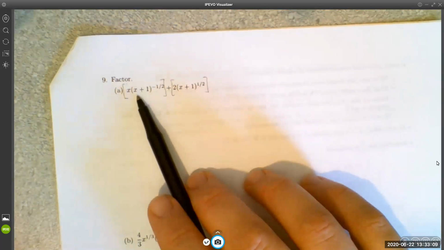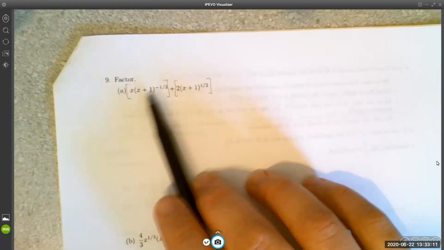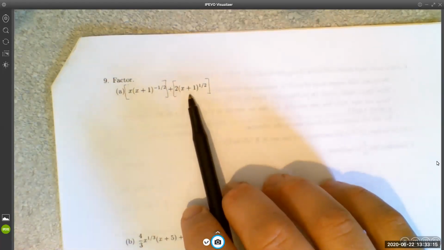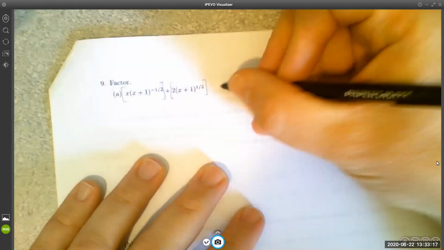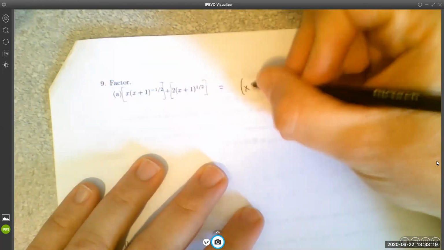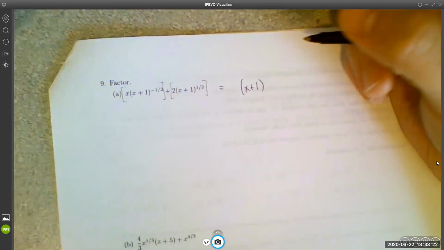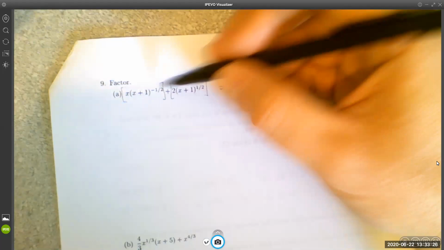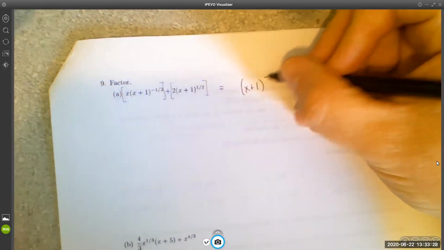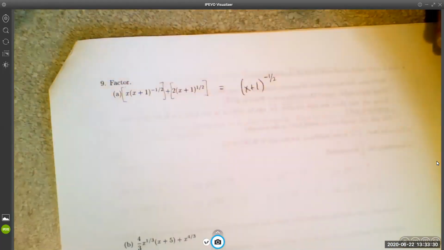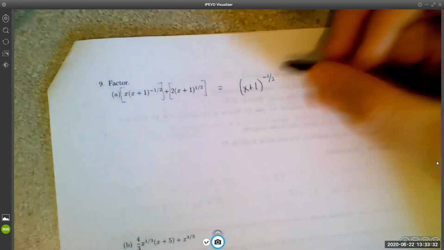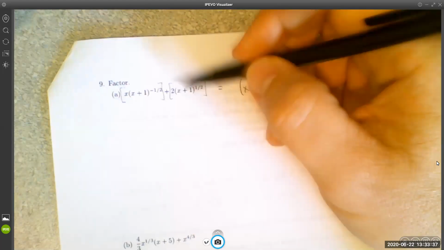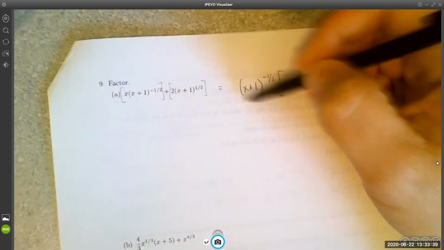But I also have an x plus 1 as a factor in the first term, and I have an x plus 1 as a factor in the second term as well. That tells me that I can take out an x plus 1. How many of the x plus 1s can I take out? I can take out the smallest exponent of them. So the smallest exponent in this case is going to be negative 1/2. So I can factor out an x plus 1 to the negative 1/2, and then to see what's left over, we divide each of these terms by the factor that we factored out.